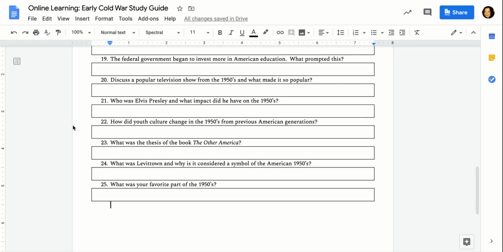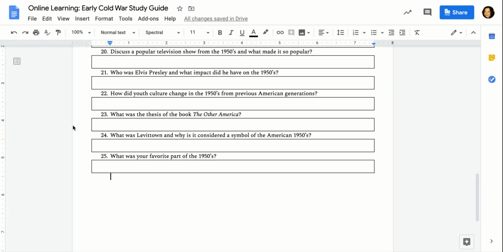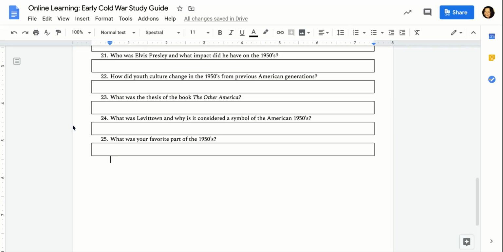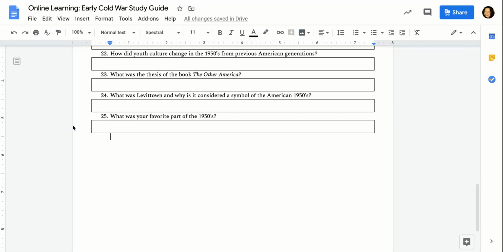Number 19, the federal government began to invest more in American education. What prompted this? Okay, the unit's called Early Cold War. So, what did investing more in American education and the Cold War have? What kind of link did they have? Number 20, you can pick any of them. Discuss a popular television show from the 1950s. What made it so popular?